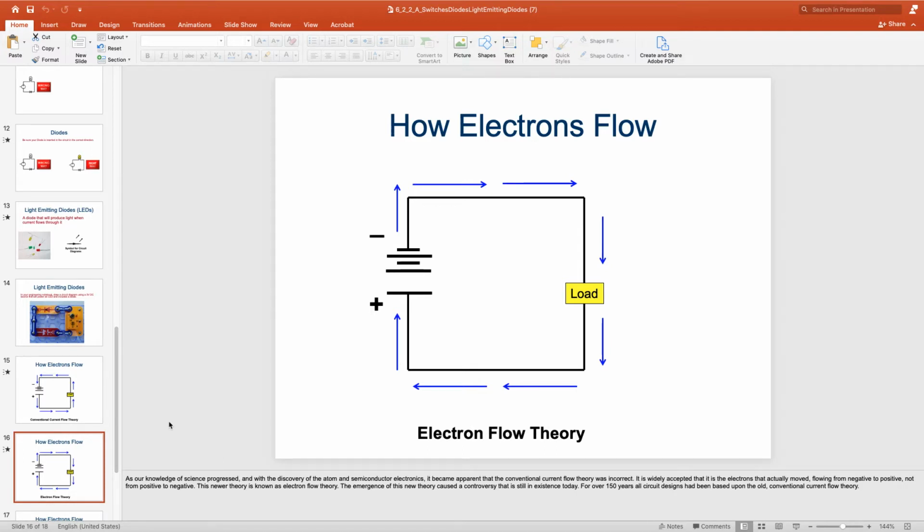Okay. As our knowledge of science progressed, and with the discovery of the atom and semiconductor electronics, it became apparent that the conventional current flow theory was incorrect. It is widely accepted that it is the electrons that actually moved, flowing from negative to positive, not from positive to negative. Okay, this newer theory is known as electron flow theory. The emergence of this new theory caused a controversy that is still in existence today. For over 150 years, all circuit designs have been based upon the old conventional current flow theory.